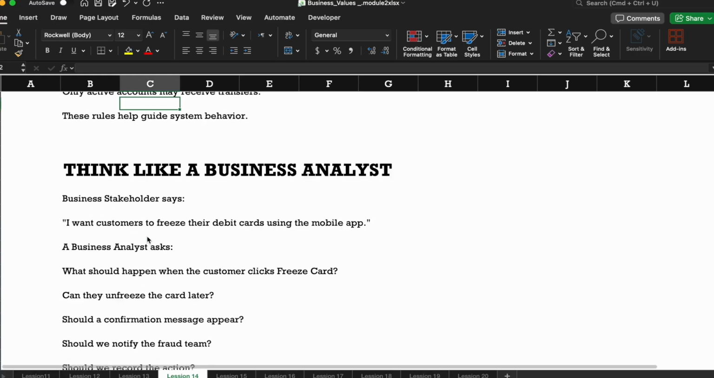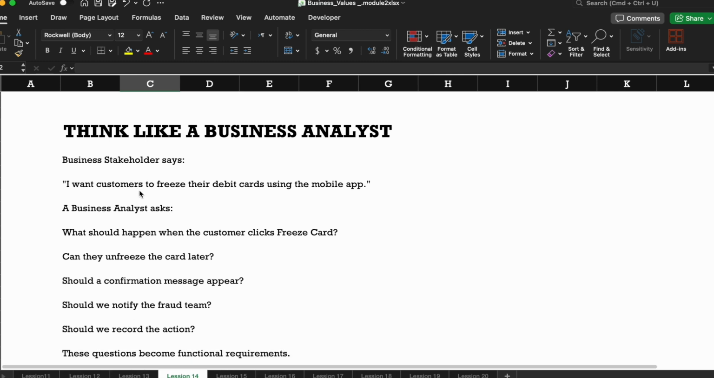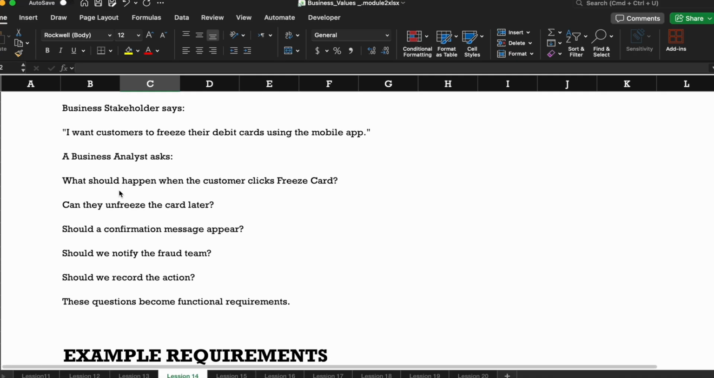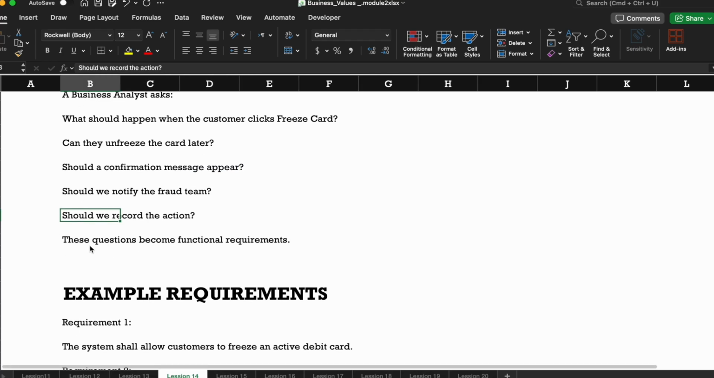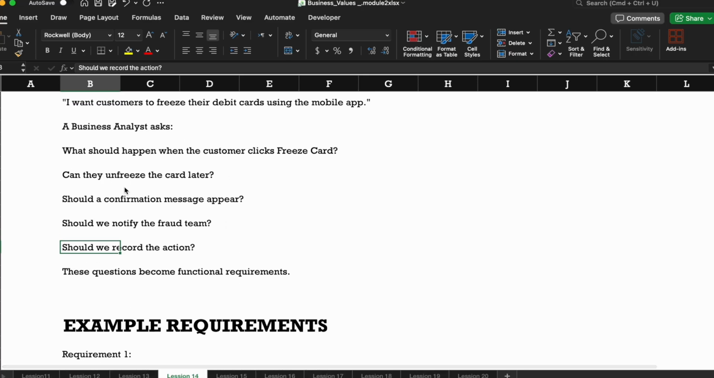So think like a business analyst. Example: a business stakeholder says, I want customers to freeze their debit card using the mobile app. A business analyst asks, what should happen when the customer clicks freeze card? Can they unfreeze the card later? Should a confirmation message appear? Should we notify the fraud team? Should we record the action? These questions become functional requirements. So it's a simple requirement, but you see what we need to do behind the scenes. That is the business analyst's questioning.